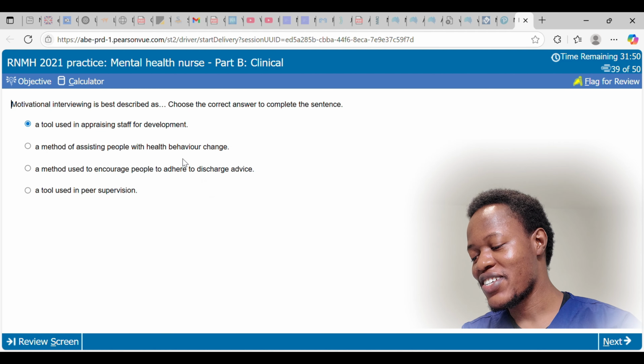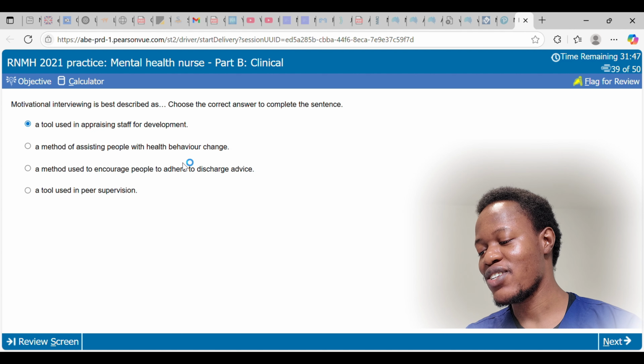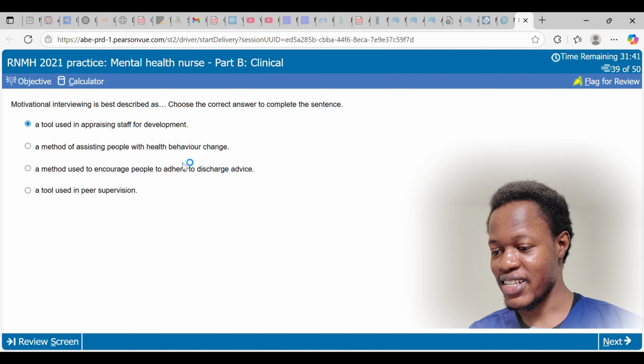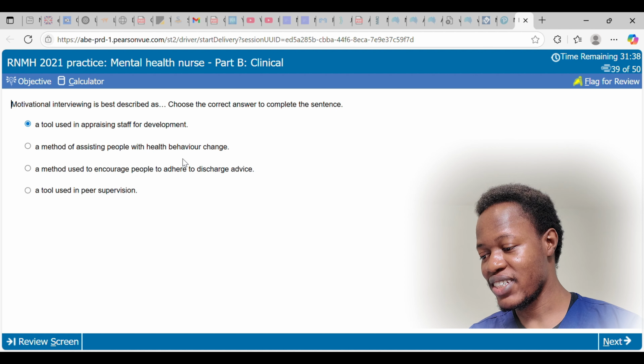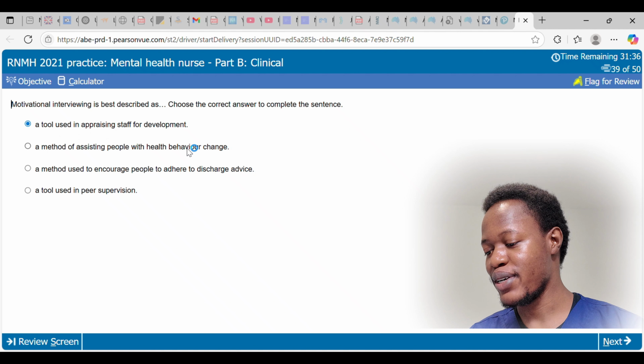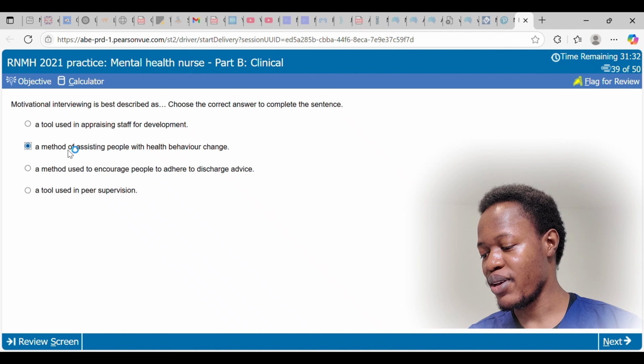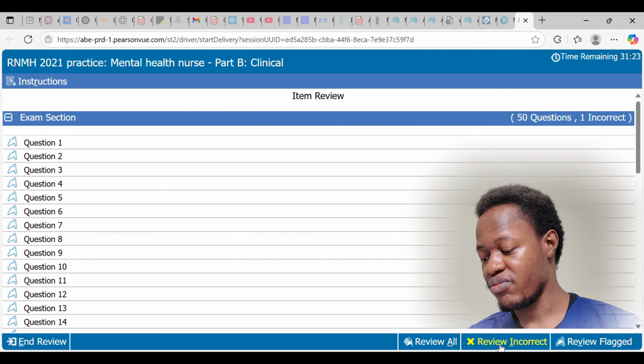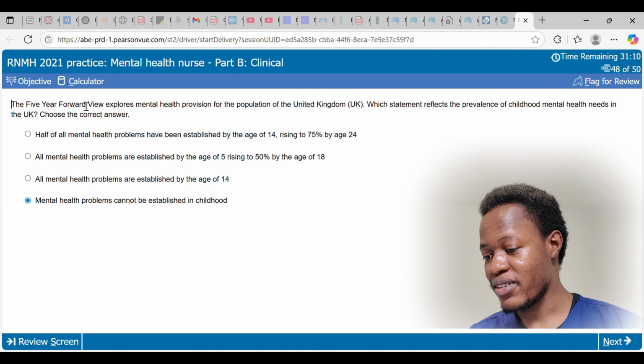So this question says, motivational interviewing is best described as dash. Choose the correct answer to complete the sentence. So definitely not a tool used in appraising staff for development. So it should be a method of assisting people with health behavior change. Yeah, that was right. So I don't know about this, to be honest, because I'm not a mental health nurse.